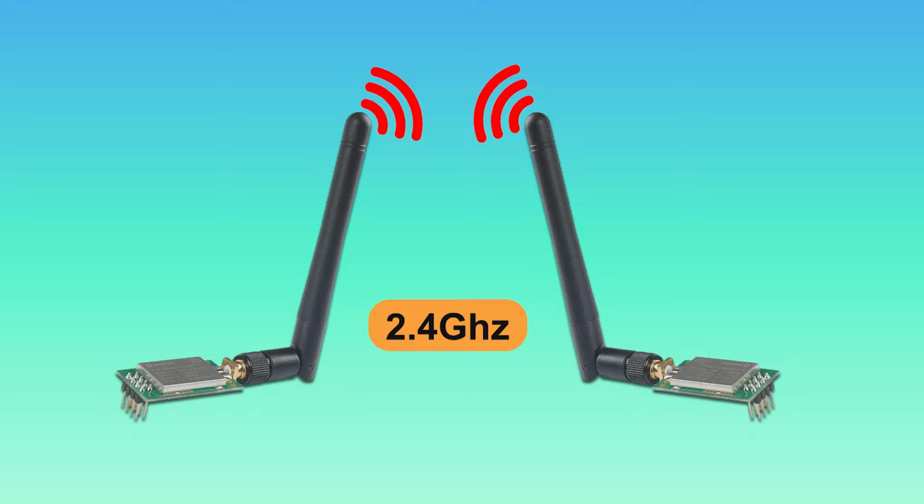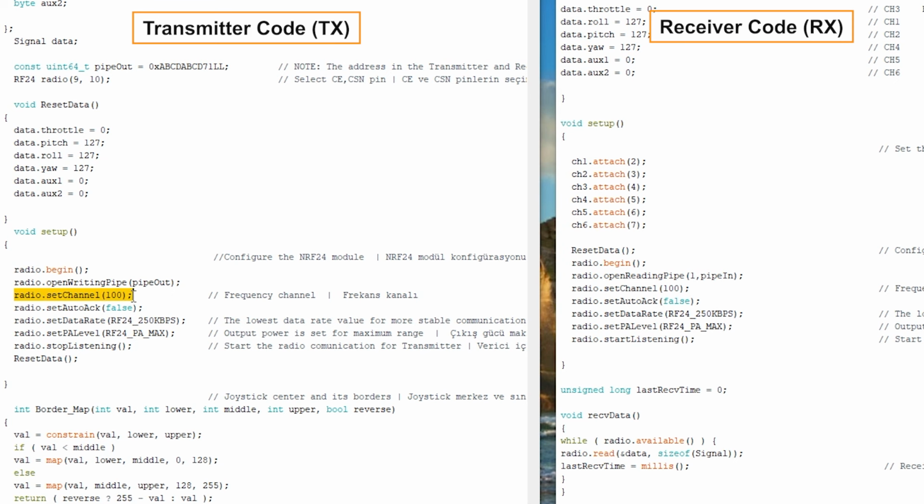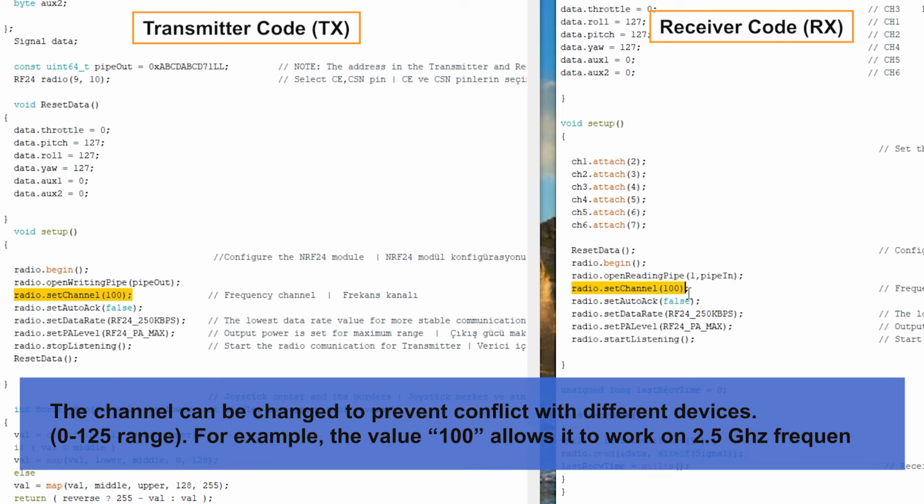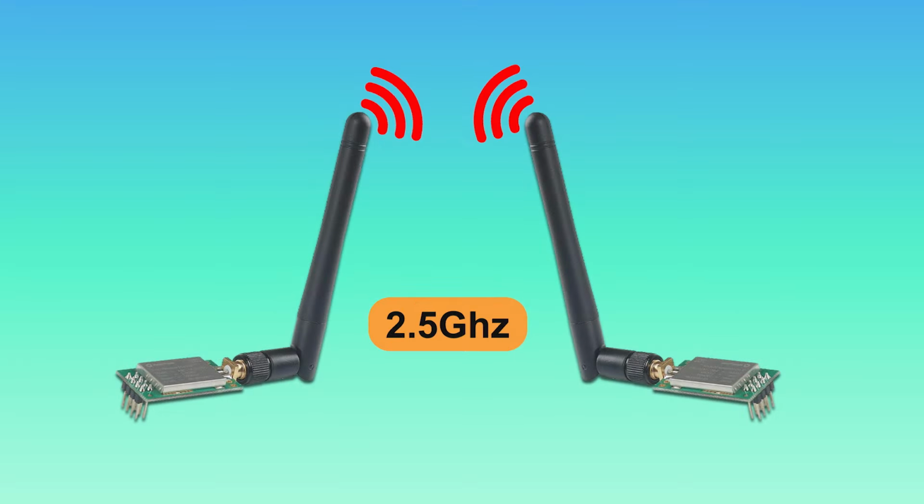The frequency band of NRF24 modules is 2.4 GHz. The frequency channel can be changed when necessary to prevent frequency conflict with different devices. To change the channel, a value between 0 and 125 can be assigned. For example, if the value 100 is applied, the frequency value will be 2.5 GHz. The frequency band can be minimum 2.4 GHz and maximum 2.525 GHz.